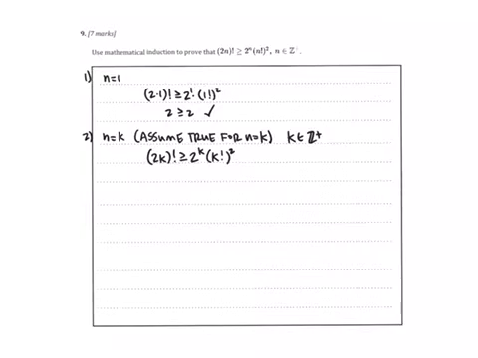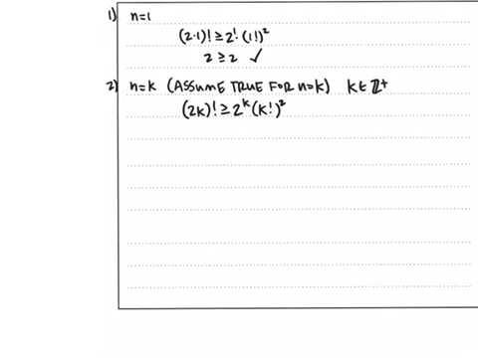I went ahead and did step 1 and step 2 for this math induction inequality, showing that (2n)! is greater than or equal to 2^n times (n!)^2 for all n in Z+. Okay, so I proved it true for n equals 1. I'm assuming true for n equals k. I'm going to use that in step 3, where I prove it for n equals k plus 1.